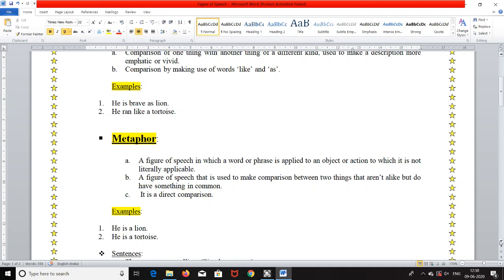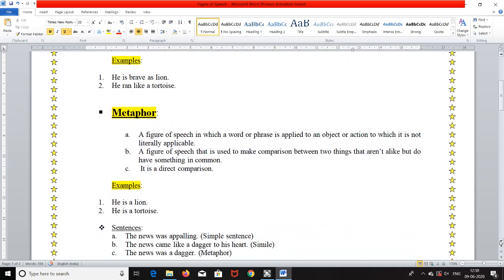In case of simile, we are making use of words like as and like, but here we are directly comparing man with the lion. So animal and man, two different things, and we're comparing them. Another one is tortoise. Again, we're talking about the slow pace of the man. So we are saying he's a tortoise, right? So the only difference between metaphor and simile is that both are comparisons, but in simile, we make use of words like and as for comparison.